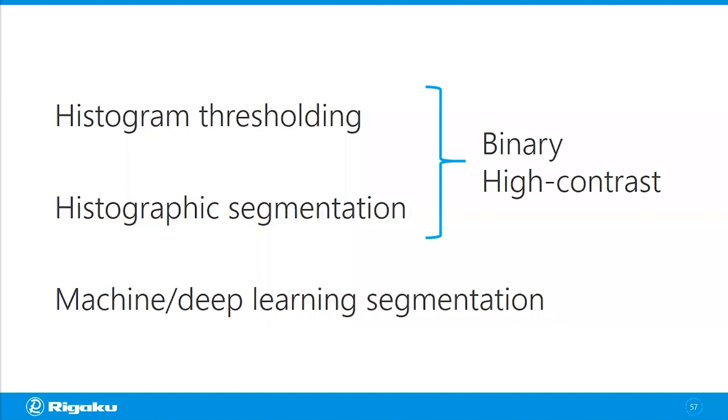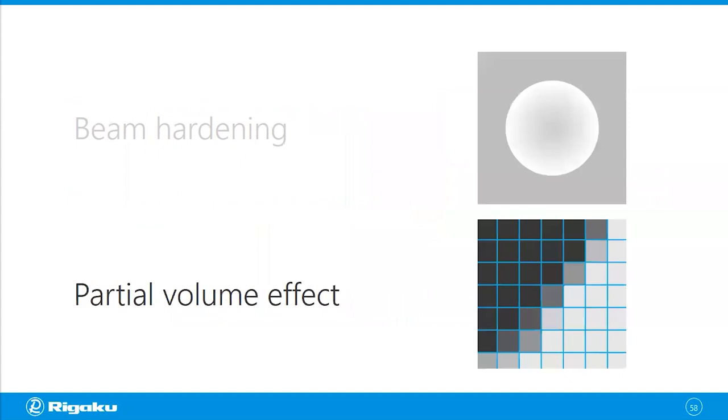Now, why does the number of phases matter? Why is there a difference between binary and three and more phases? Well, the answer to that question relates to the next topic, the partial volume effect. So let's take a look at an example to understand what this is.